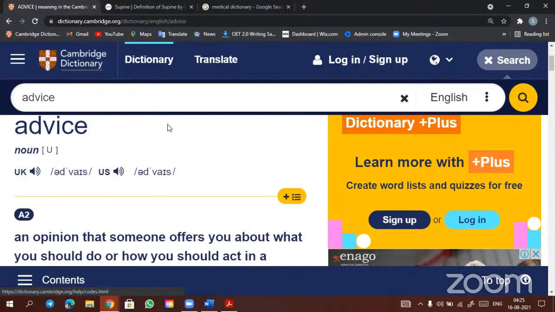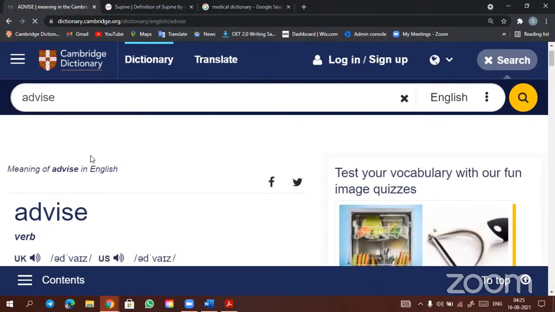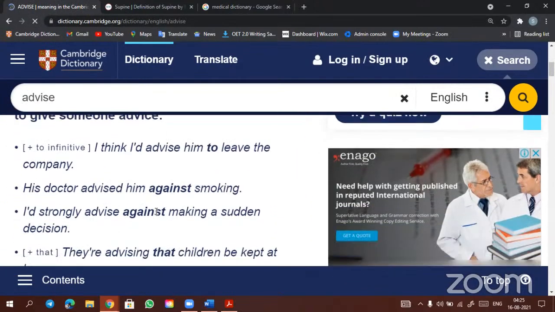Okay, next one. What about advise? Now this -se form is a verb. You can change it into past tense: advised. See, this is a D. What is the difference between CE and SE? You have to remember.